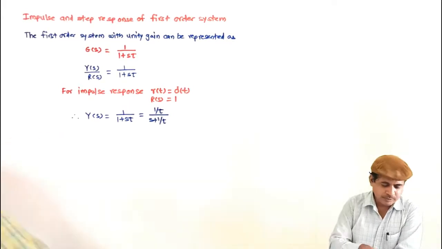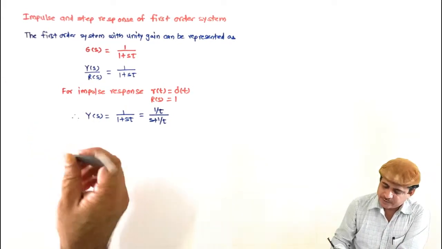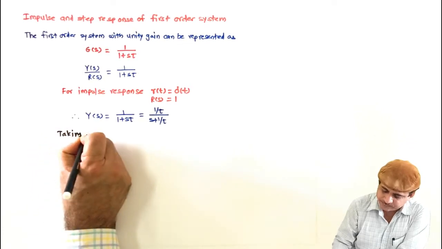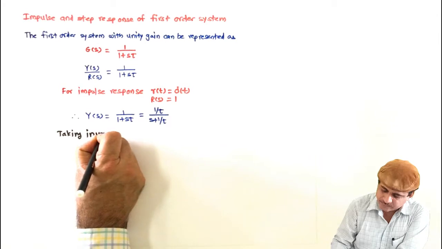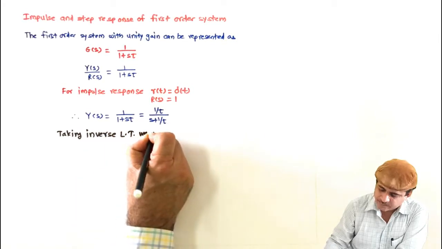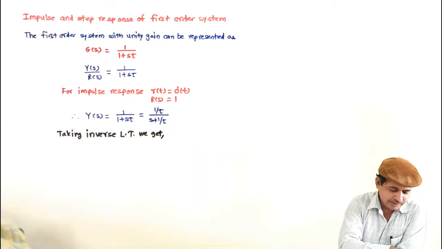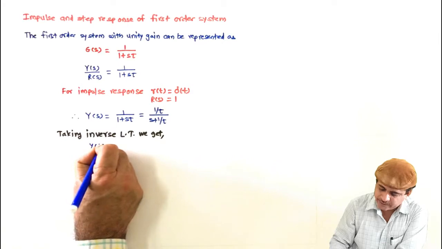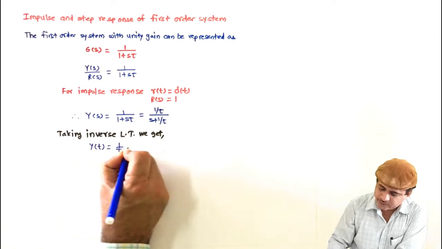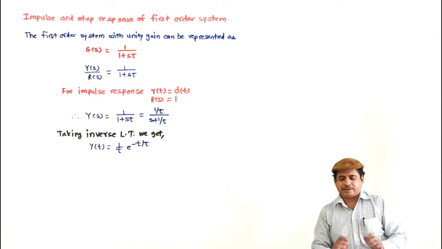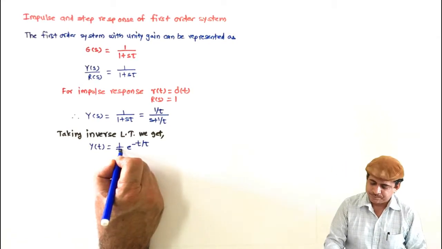Then the output response can be obtained by taking inverse Laplace transform. We get Y of t is equal to 1 by tau e raised to minus t by tau. My presumption is that you know Laplace transform and its inverse.